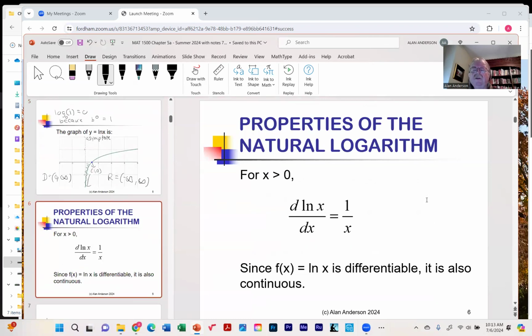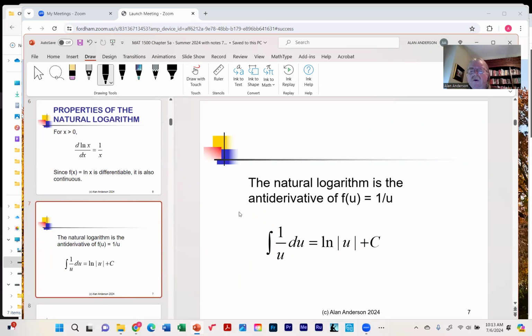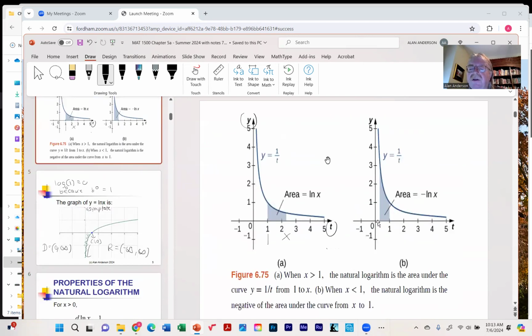All right, anyway, with all that theory out of the way, we start by noting that, as long as we're in the domain of x, the derivative of log x is simply 1 over x. Now, if you integrate, depending on what your u is, the integral of 1 over u du is the log of the absolute value of u plus c. That absolute value has to be there because of the possibility of the value being plus or minus, as we saw here.